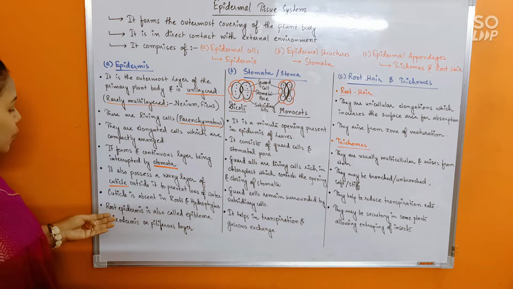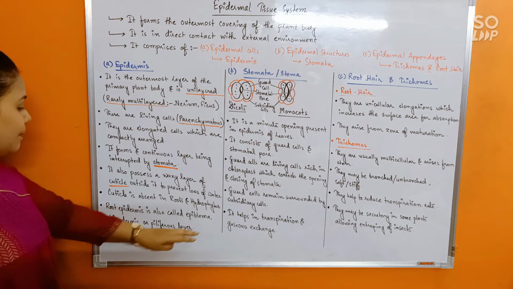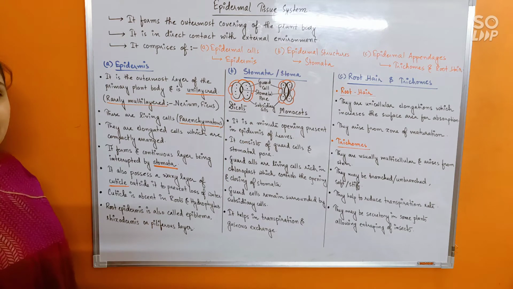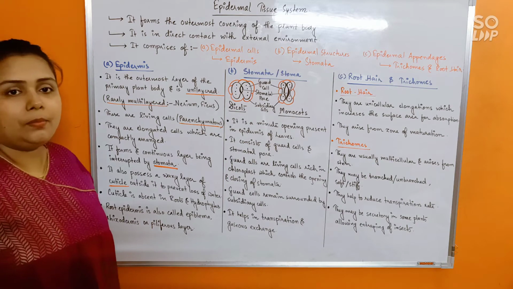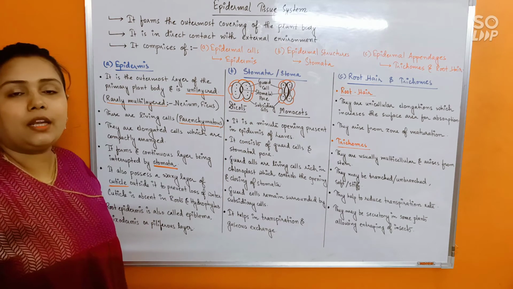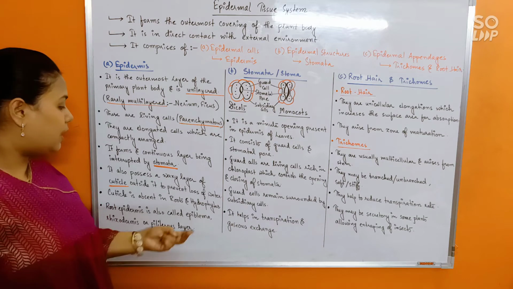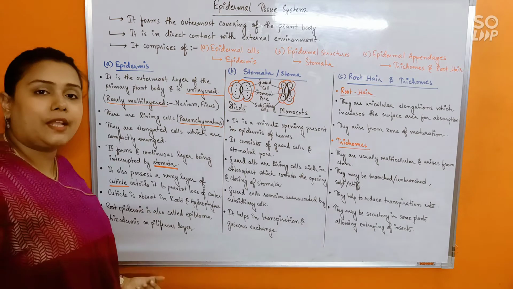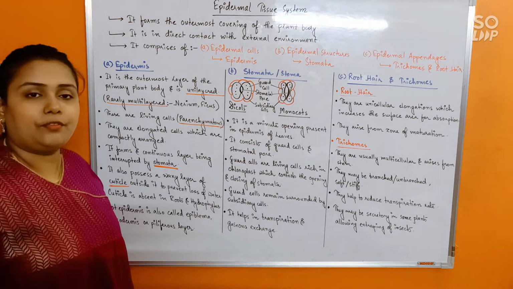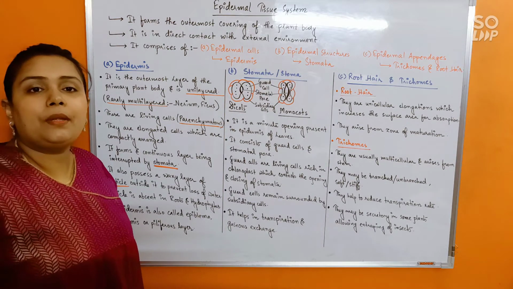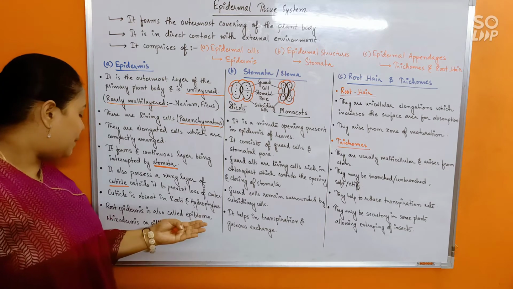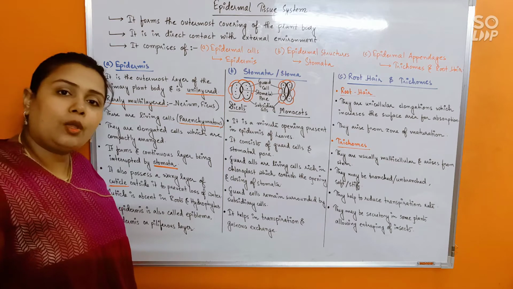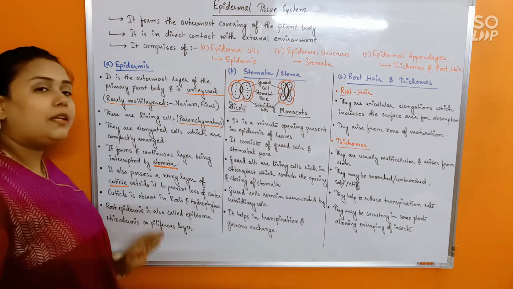Now, root epidermis is also called epiblema, rhizodermis or piliferous layer. These are certain terms you should remember, because in questions, instead of directly saying root epidermis, they might give you epiblema or rhizodermis or piliferous layer. So at that time you must not get confused. So do remember, root epidermis is also known as epiblema, rhizodermis or piliferous layer. Okay, so this is all about the epidermis.